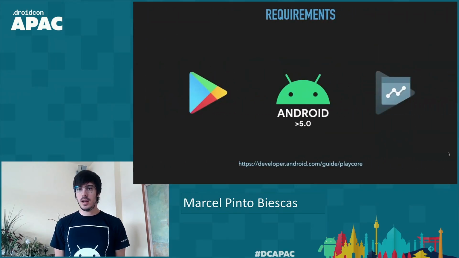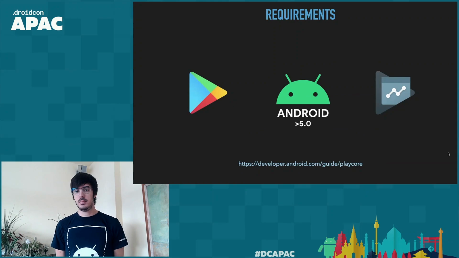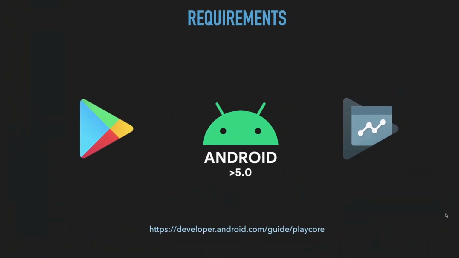Because of how this API is built and the requirements it has, it's really important to understand the different items. On one hand, the user needs to have a Play Store account. This is normally a Gmail account that is linked on their device. And the user must have the Play Store installed on the device. Otherwise, the review will not show up.